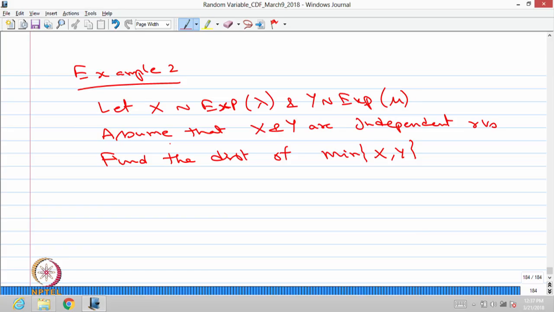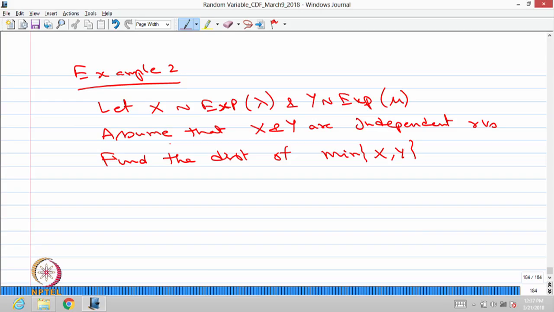I can use the previous theorem. I can get the joint distribution, then get the marginal distribution by applying the theorem. But I am not going to apply the theorem. Instead, I can easily find the minimum of two random variables without using the previous theorem. Let me make a new random variable Z, the minimum of x comma y.